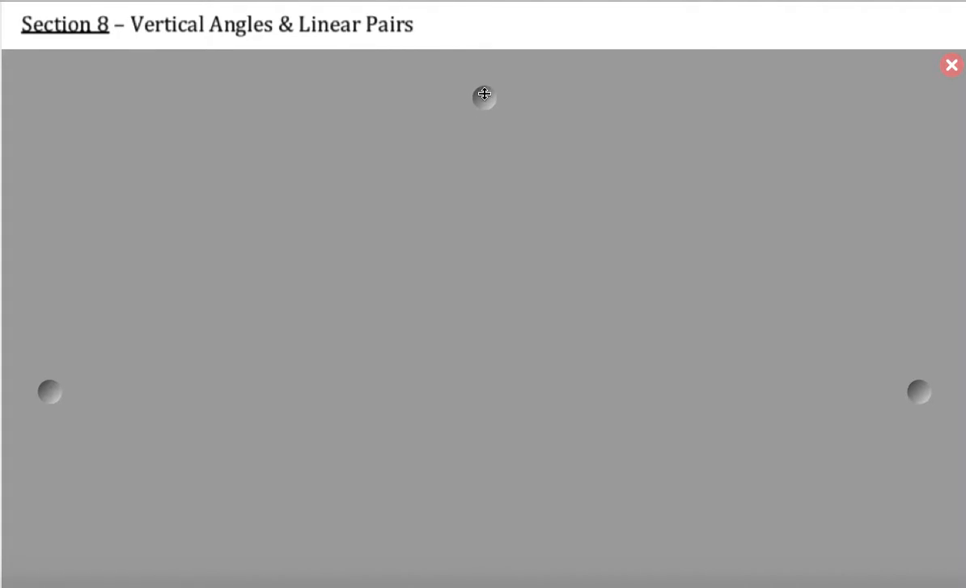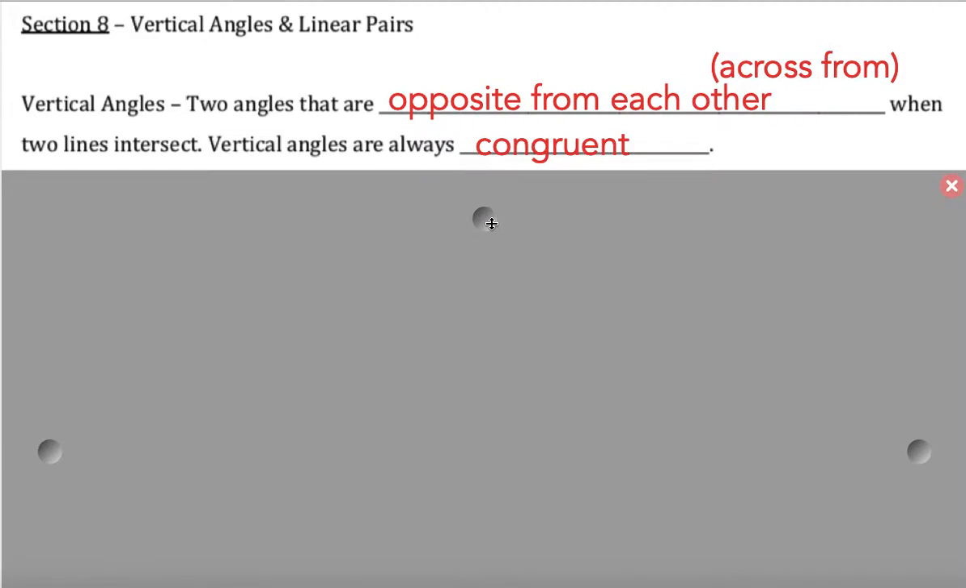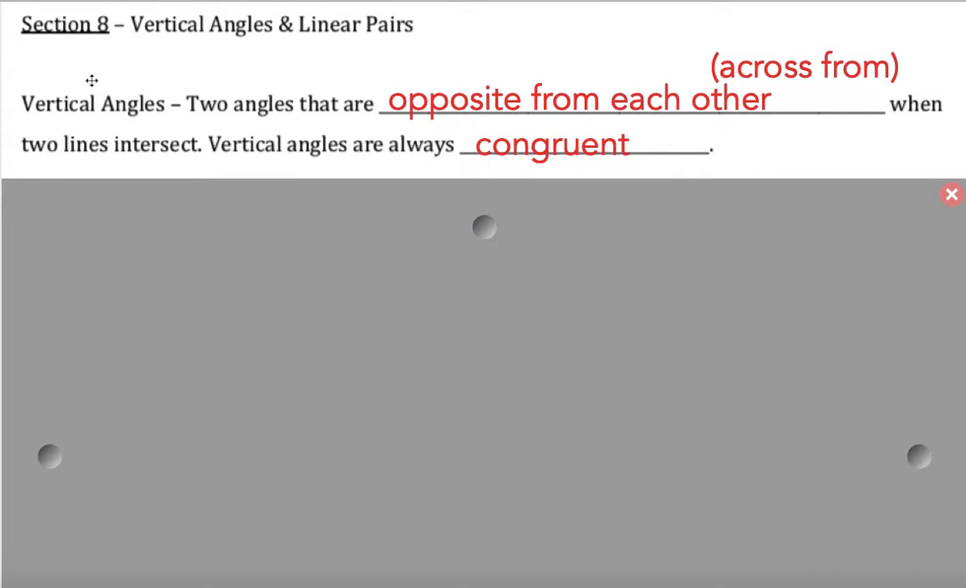As we saw in linear pairs part 1, vertical angles are two angles that are opposite from each other when two lines intersect. Another definition might be that it's two angles that are across from each other when two lines intersect. Either way, vertical angles are always congruent.